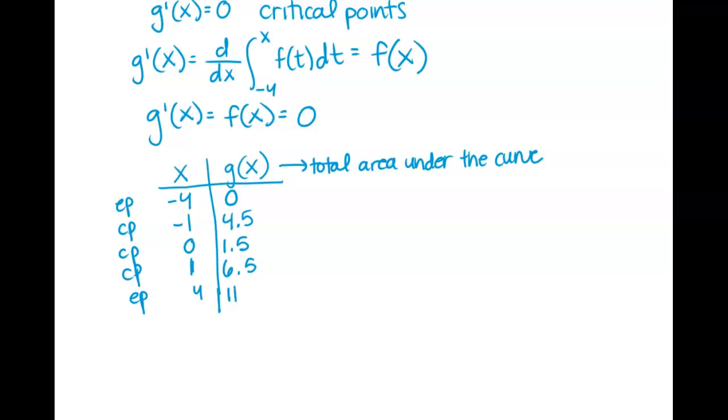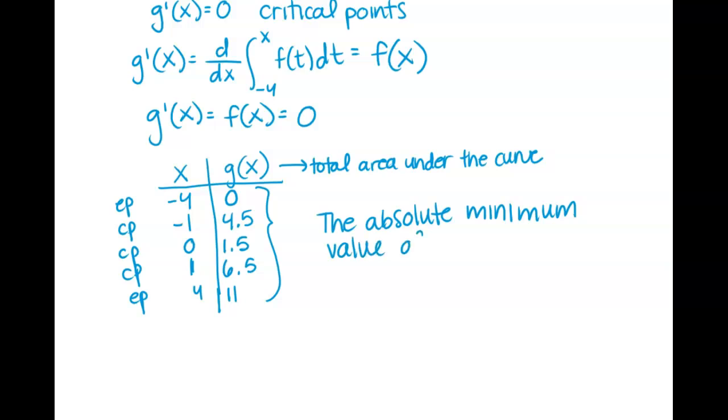And again, when you're finding absolute minimum, you're really just looking for the lowest value of the y's. So the absolute minimum value of g is 0. That's the smallest value I see, which occurs at x equals -4.